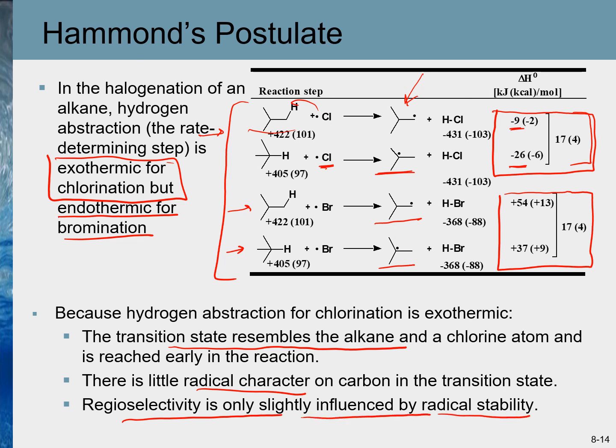So in chlorination, the transition state resembles the reactant. The reactants are alkanes. Because the transition state has a very limited radical character, the stability of the radical does not play any part in determining whether the product will be tertiary or primary. Therefore, in the chlorination reaction, the tertiary product is not that much preferred over the secondary or primary.